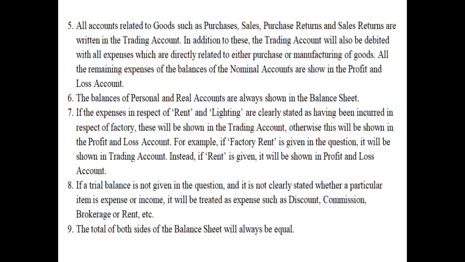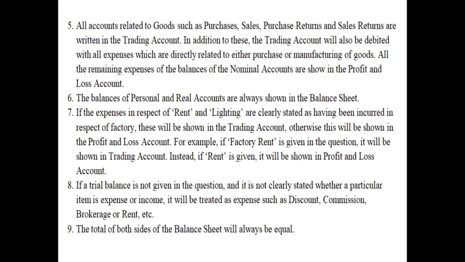Also, if debit balances are mentioned specifically, that these are carrying debit balances, then it will be shown on the debit side of the profit and loss account, assuming these to be expenses, since expenses carry a debit balance. But if specifically it is given that these are carrying credit balance, then it will be assumed that these are an income, because incomes carry a credit balance. These will be shown on the credit side of the profit and loss account.